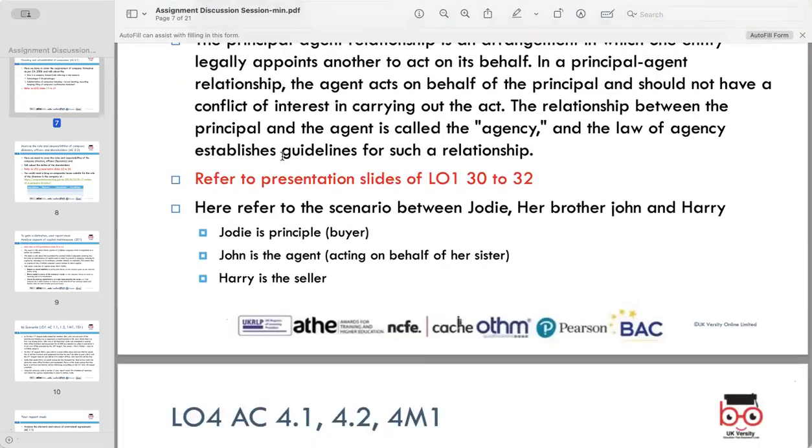Absence of conflict of interest: highlight the principle that the agent should not have a conflict of interest in carrying out the act. So in this scenario, assess if John's actions and interactions with Harry align with this principle.